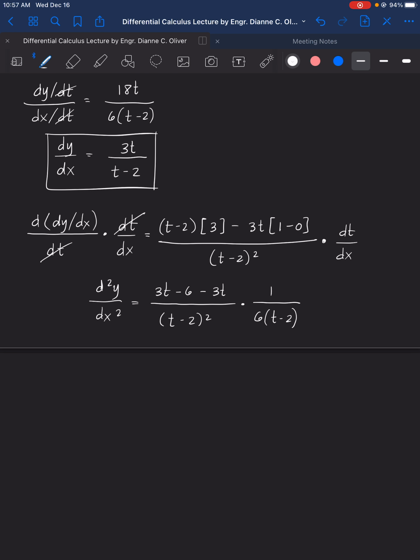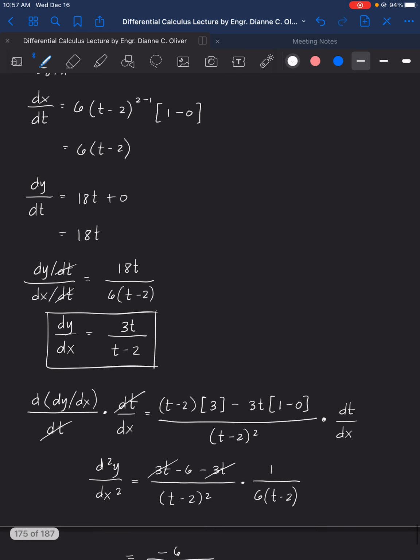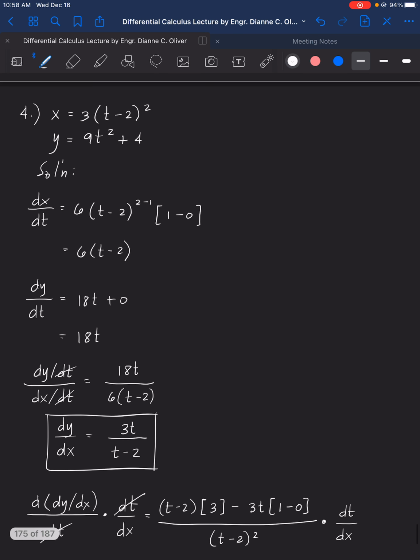Therefore, we can now cancel out this 3t here. So what's left is negative 6 all over 6 times t minus 2 raised to 3. Cancel out 6. Therefore, d squared y over dx squared is now equal to negative 1 all over t minus 2 raised to 3. That is now the second derivative. Okay, that is for example number 4.